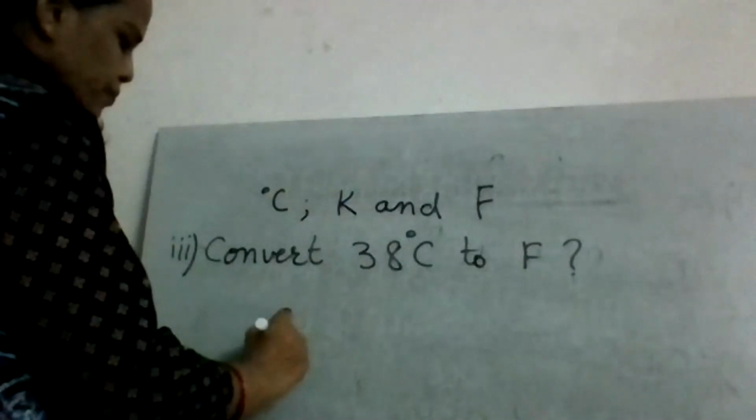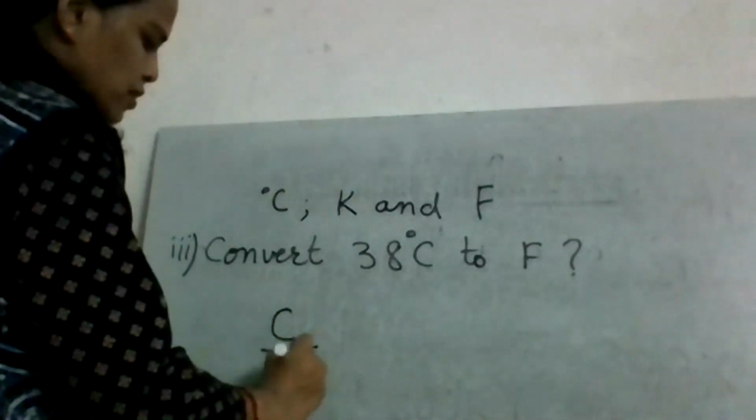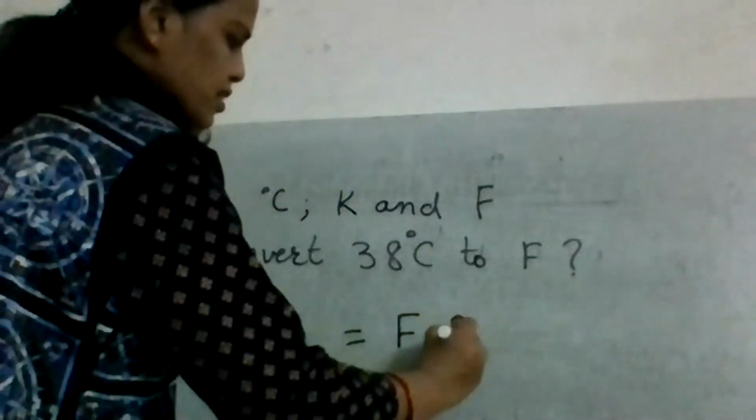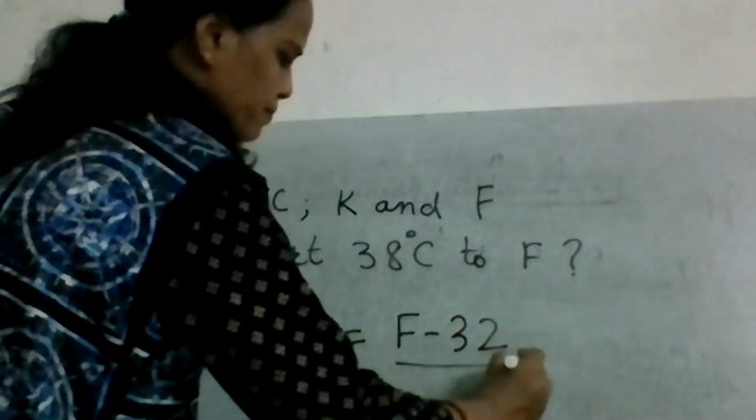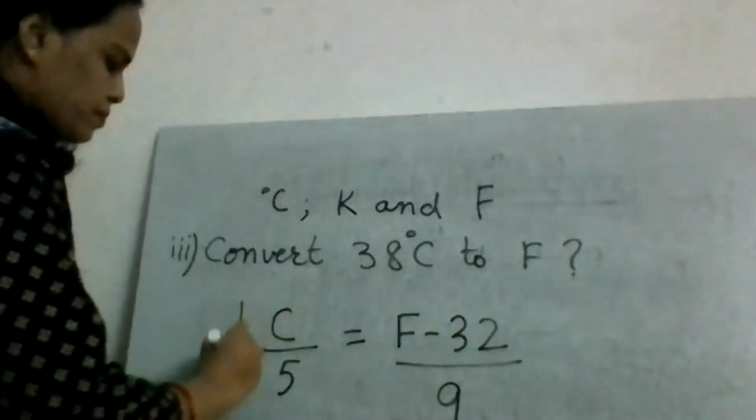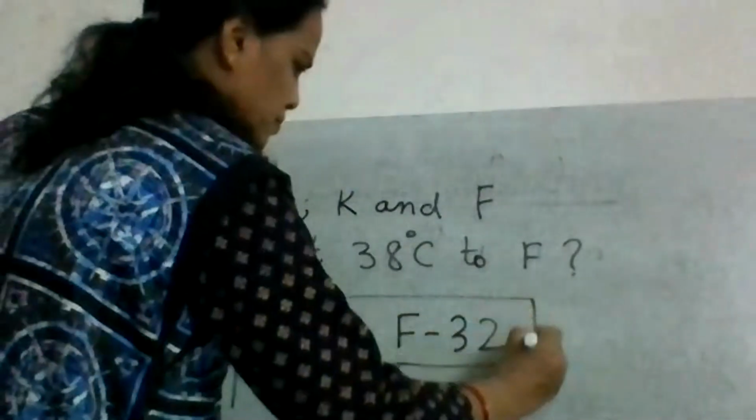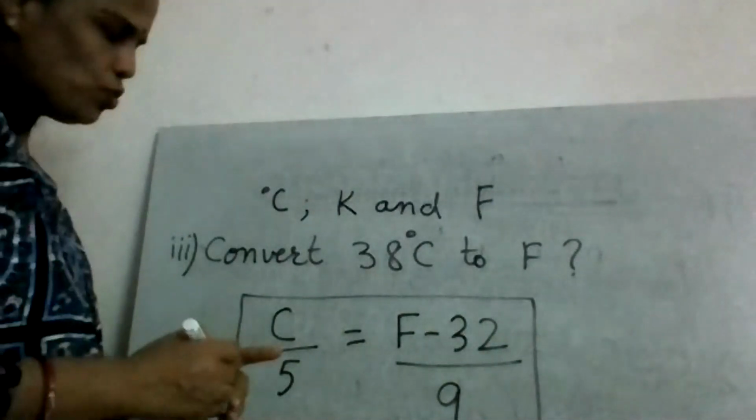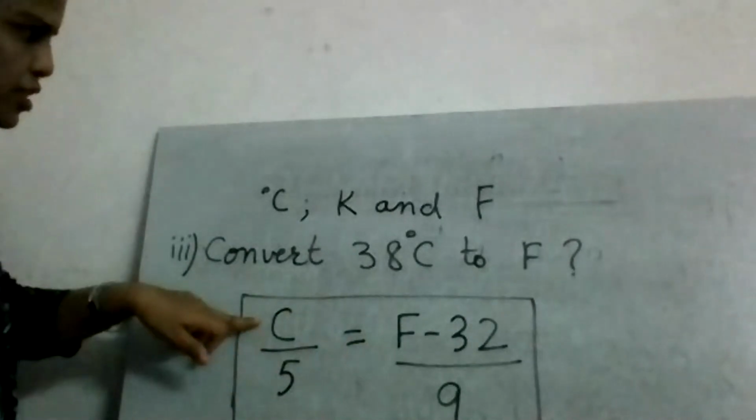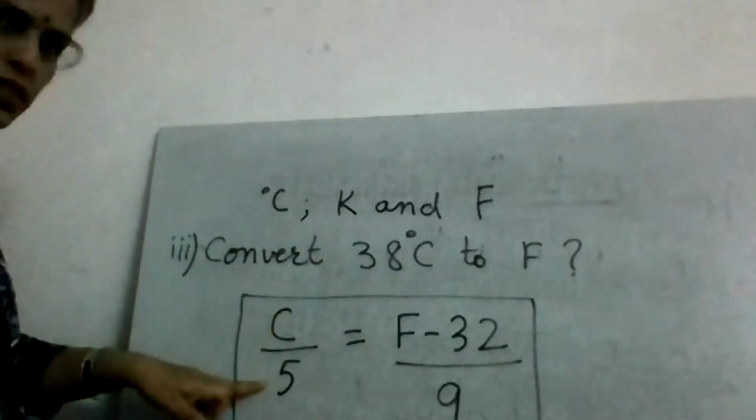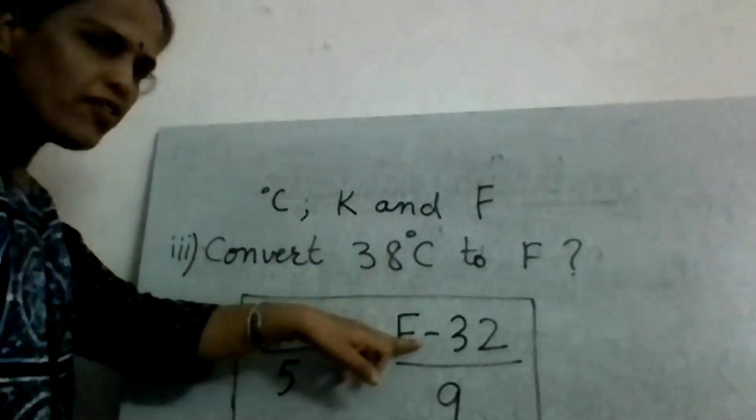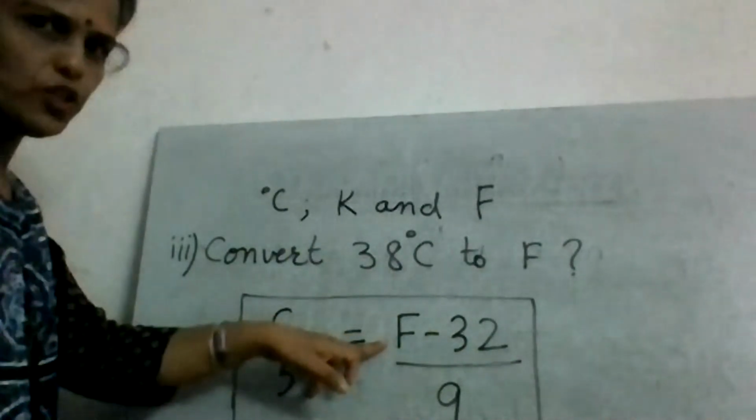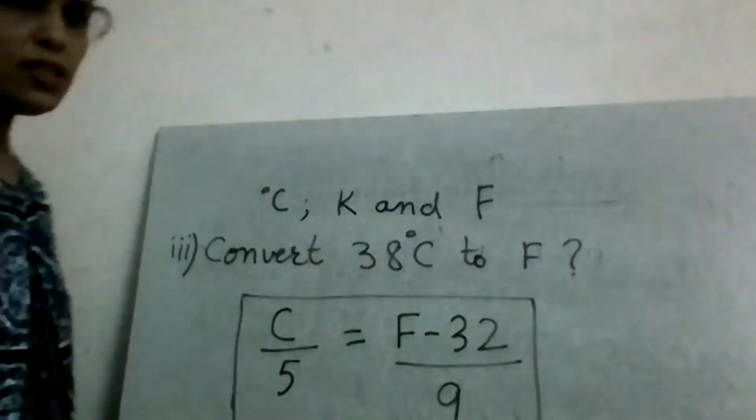And the formula is C by 5 equals F minus 32 divided by 9. So you put degree Celsius here, the value 38 degrees Celsius divided by 5 equals F minus 32 upon 9, and calculate the value of F. So you can do this interconversion.